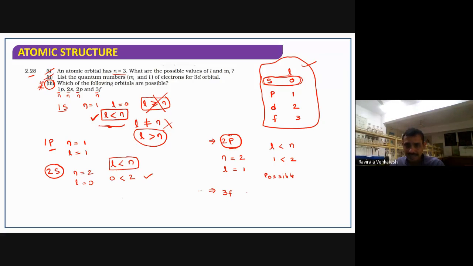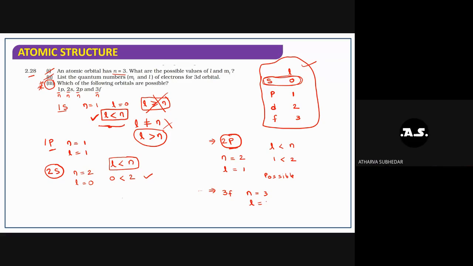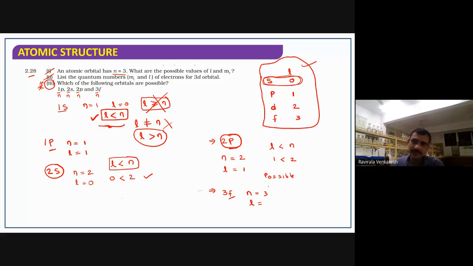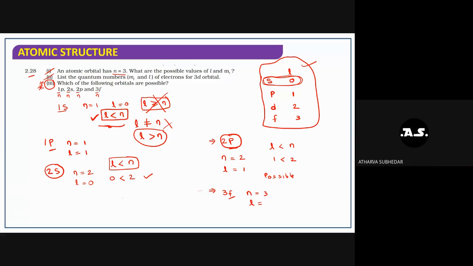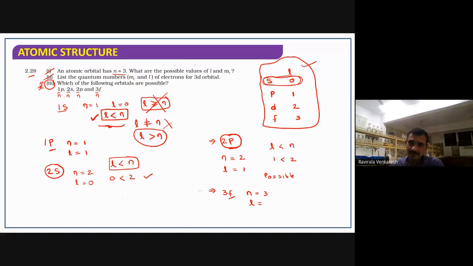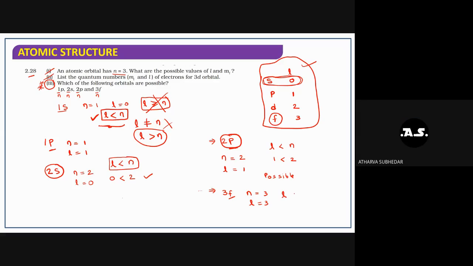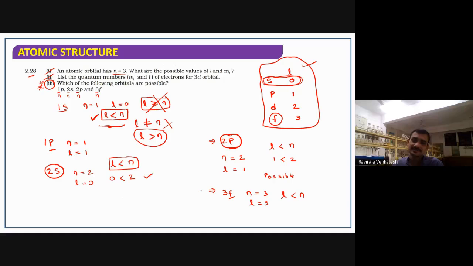Now tell me. n equal to 3. Right. Now what about the l value, tell me? Sir, 2. What is the l value for the f orbital? What is the l value of f? 3, sir. So why were you saying 2? Now is it possible, tell me? No, sir. It has to be lesser than n. Not possible, sir. Why are you getting confused in l values?